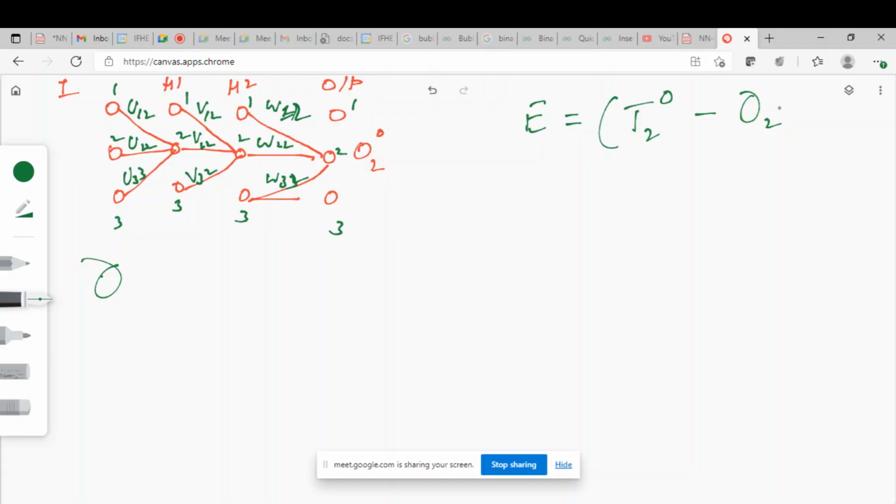Could you tell? Error by... not input. First, error depends on what? Error directly depends on what? Why are you going to H? It directly depends on the output. So what should come here? O2 by O2. Next.